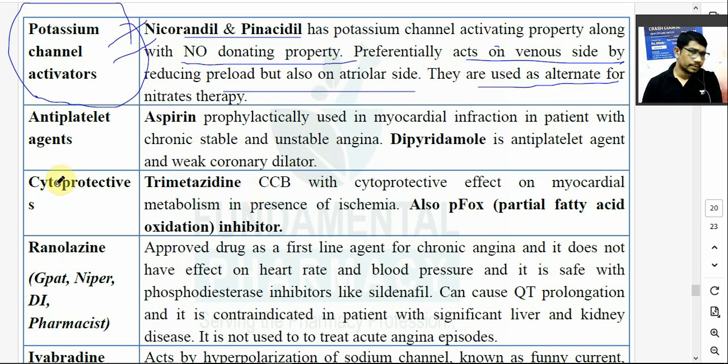नाइट्रेट्स थेरेपी। नेक्स्ट होता है एंटी प्लेटलेट एजेंट। Antiplatelet agent, okay, so whatever drug we have discussed in angina, they are either decreasing the symptoms by decreasing the workload on heart, or they will dilate the blood vessel and they will improve the blood flow. But what will this antiplatelet drug do? So what will antiplatelet drug do? Like aspirin, it will prevent the platelet aggregation.